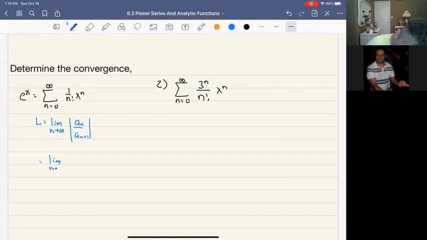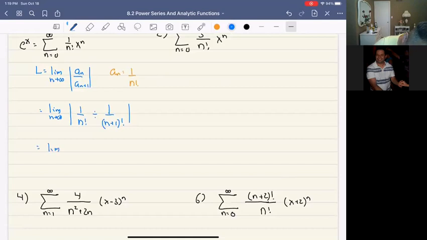the limit as n goes to infinity. A sub n is what? A sub n here is 1 over n factorial. Okay, so we're going to get 1 over n factorial divided by 1 over n plus 1 factorial. So that's actually going to give us the limit as n goes to infinity of n plus 1 factorial over n factorial. But that's just n plus 1 in the numerator, right? And that's infinity.